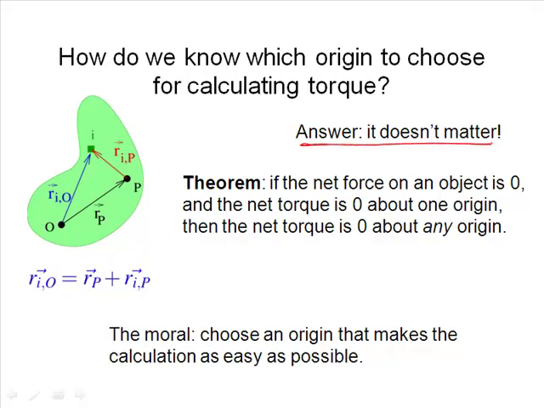Answer, it doesn't matter. We can actually prove, and I will on the next slide, that if the net force on an object is zero, and the net torque about one particular origin is zero, then the net torque about any origin is zero. Okay? So, we're going to consider this here, and we're going to go to the next slide.